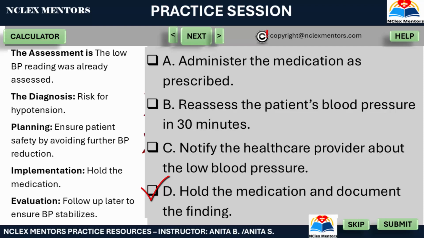So, if we use the ADPAIE strategy in this question, the assessment is the low BP reading was already assessed. The diagnosis, risk for hypotension. Planning, ensure patient safety by avoiding further BP reduction. Implementation, hold the medication. Evaluation, follow up later to ensure BP stabilizes.